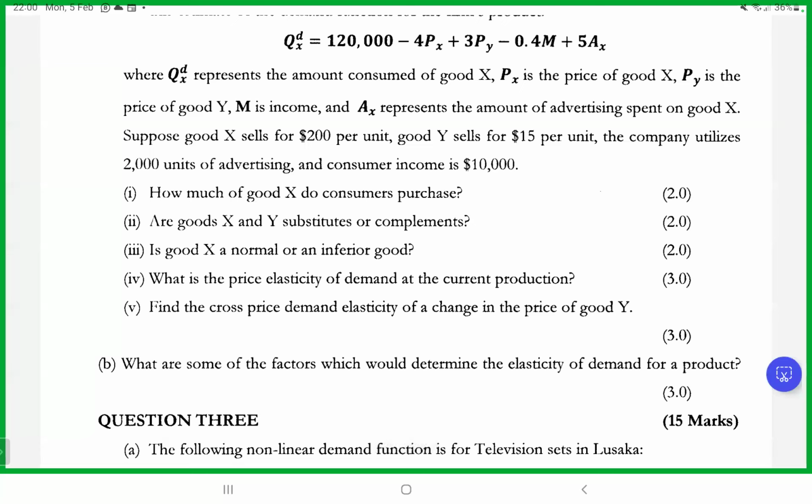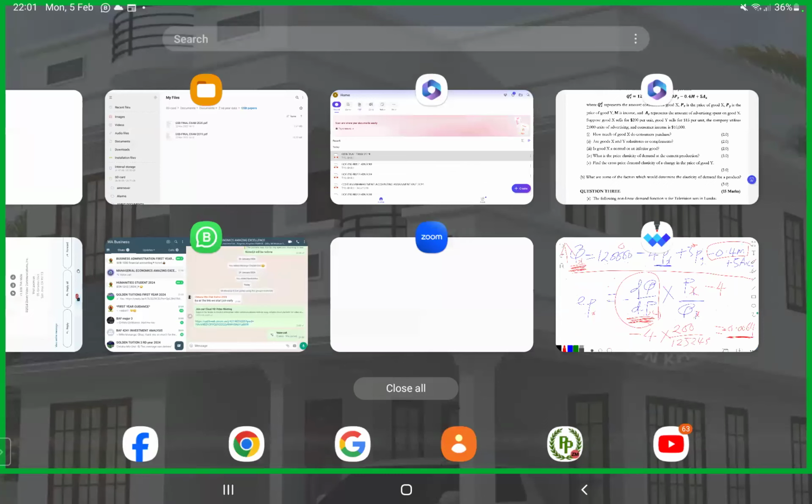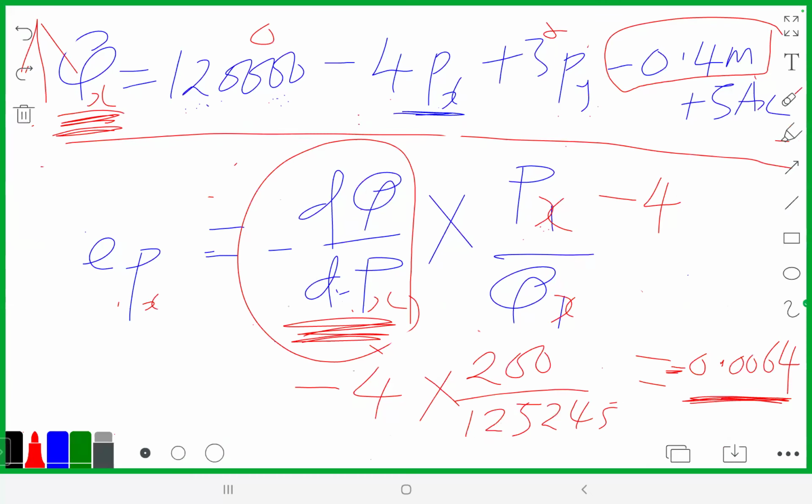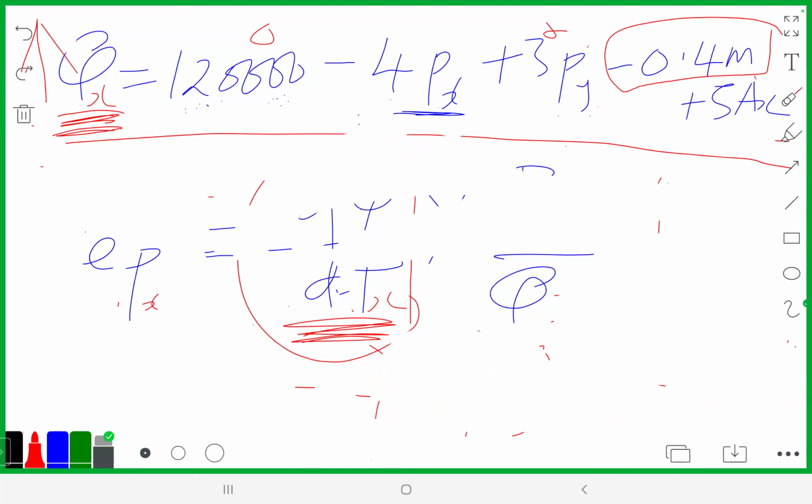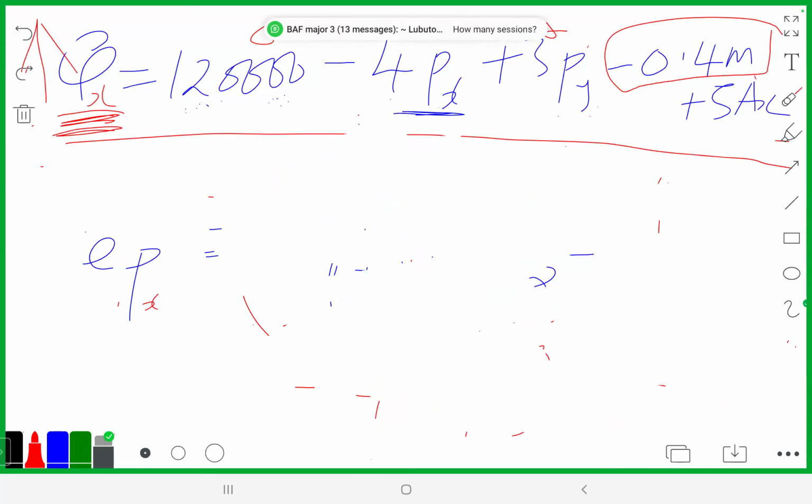Find the cross price elasticity of demand. Find the cross price elasticity of demand for a change in the price of good Y. This is now a change one, right? We just want the change in the price of good Y. It's almost the same thing that we were doing, but now we are using different goods. Let me just change the formula for you.